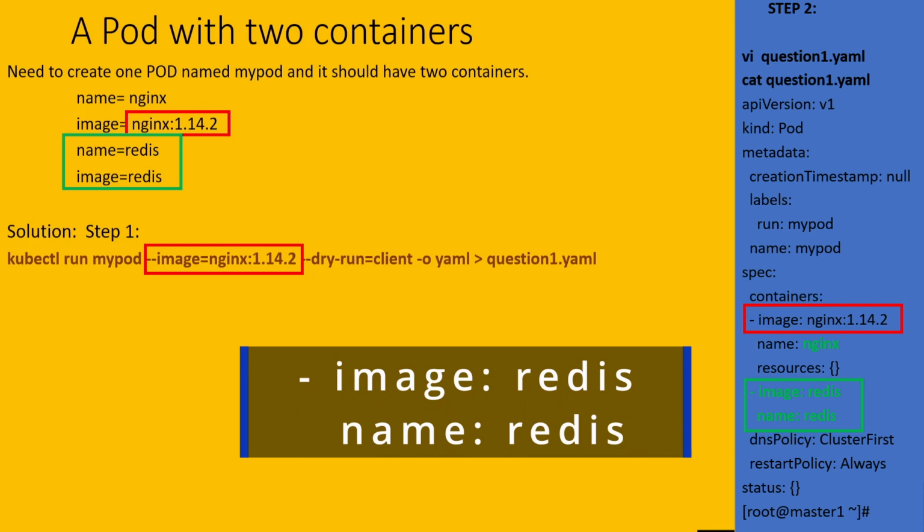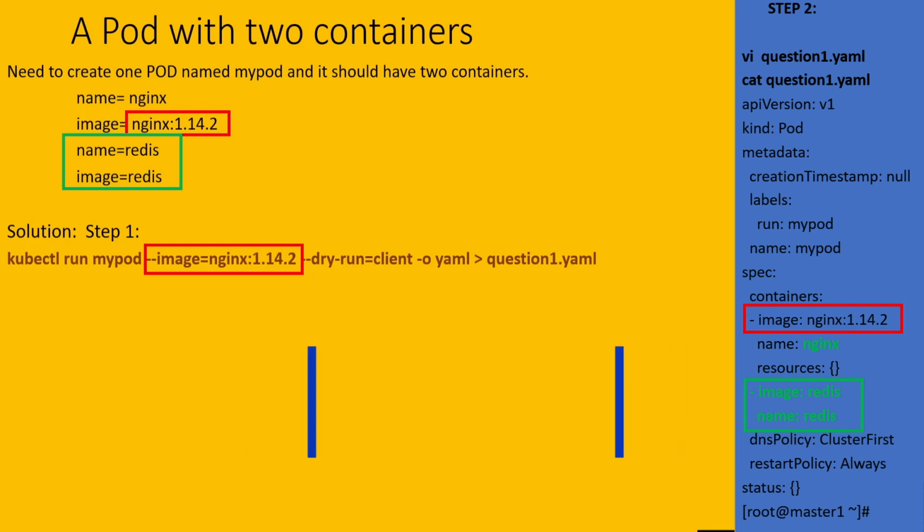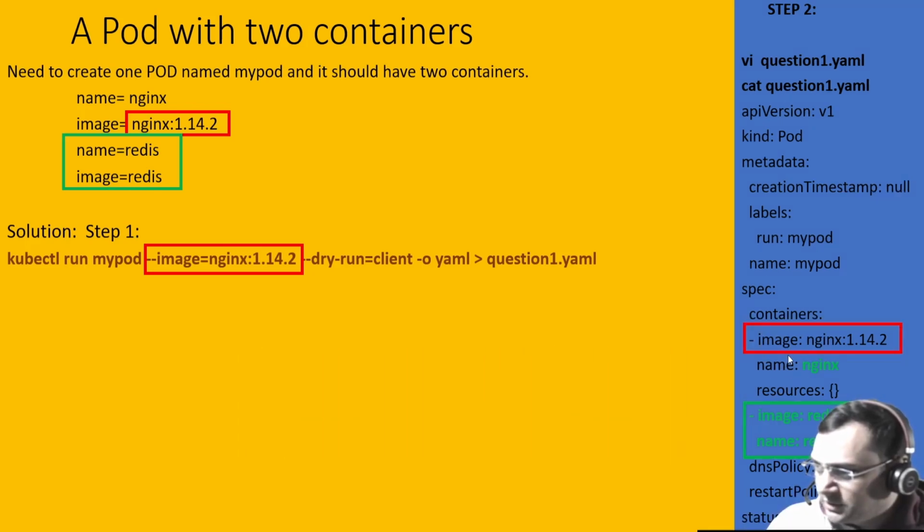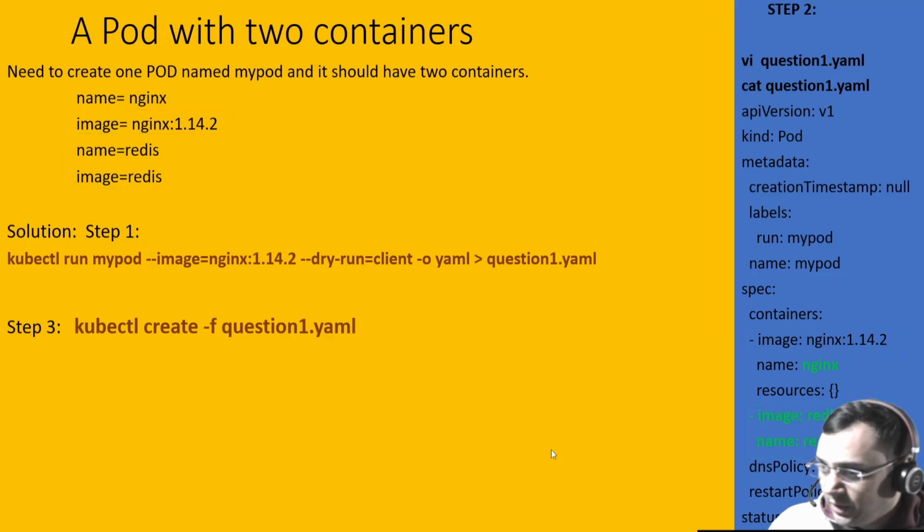So you need to add two lines here, image and name. You can copy this syntax here and put a hyphen in front of image, right? And then kubectl create -f question1.yaml.